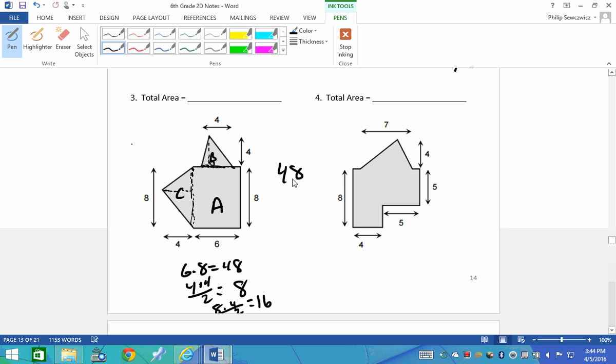So now let's add them on up there. 48 plus 8 plus your 16. I guess I don't need that first addition sign there. Let's get that out of there. There we go. All right, so let's add things up. 8 and 8 is 16. 16 and 6 is 22. Carry the 2. 6 and 1 makes 7, so 72 units squared.